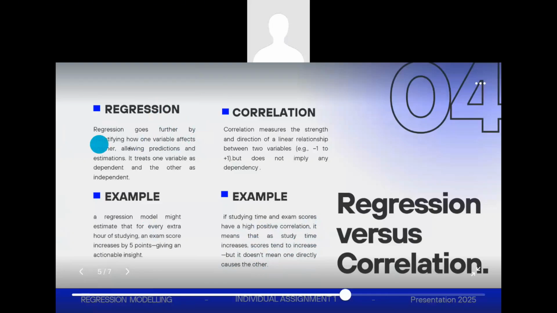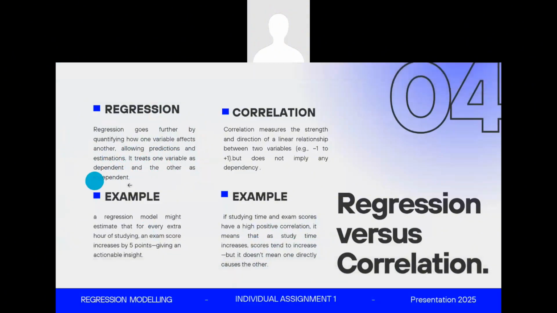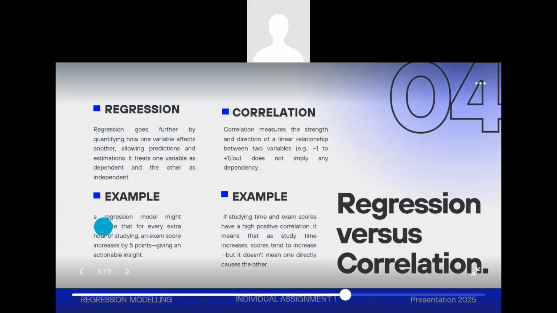Regression goes further by quantifying how one variable affects another, allowing prediction and estimation. It treats one variable as dependent and the other as independent. For example, a regression model might estimate that for every extra hour of studying, an exam score increased by 5 points, giving an actionable insight.